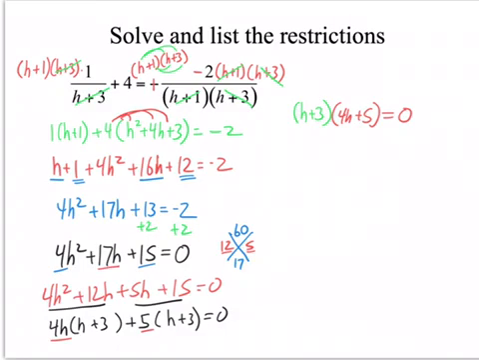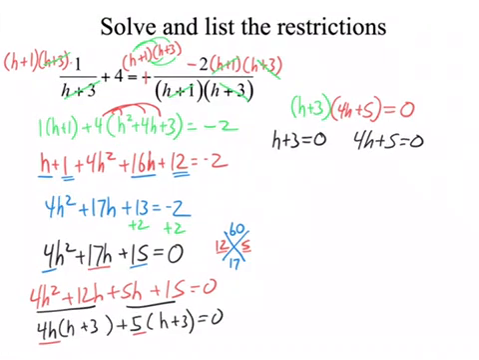Now, we set each factor equal to 0. So h plus 3 equal to 0, and 4h plus 5 equal to 0. And we solve each of these. So to solve this, aren't we going to minus 3 over? And for here, don't we have to minus the 5, divide by 4? Watch what happens. So when you minus 3 over, you get h equals negative 3. Here you minus the 5 over, and you get 4h equals negative 5, and then you divide by 4, and you get h equals negative 5/4.